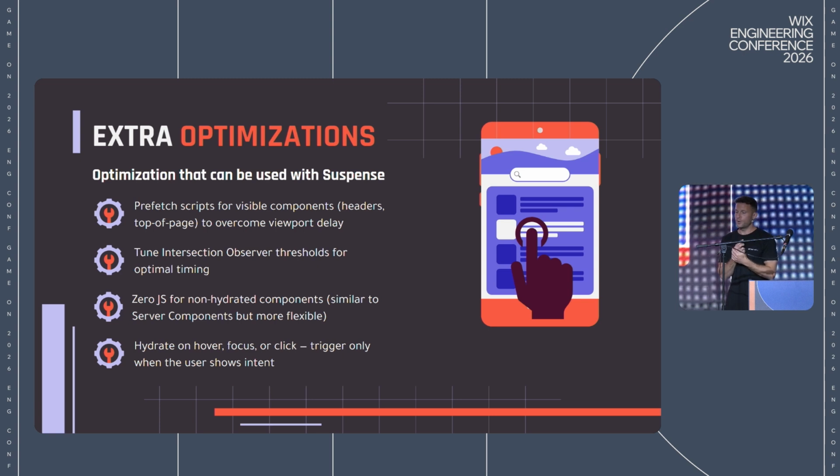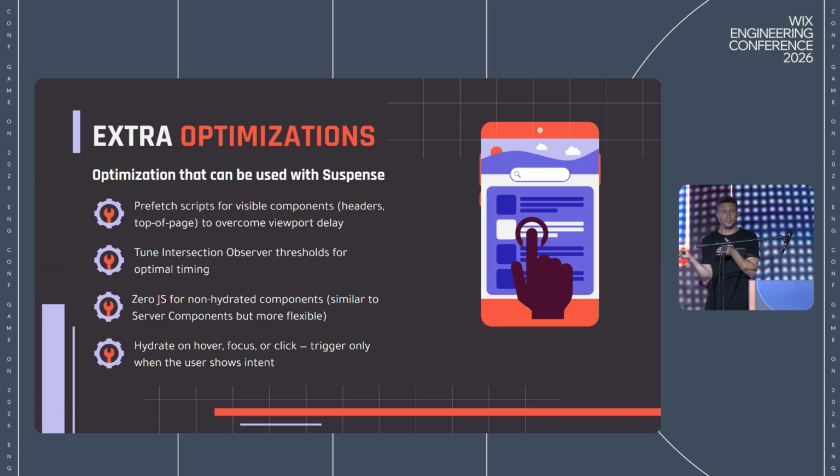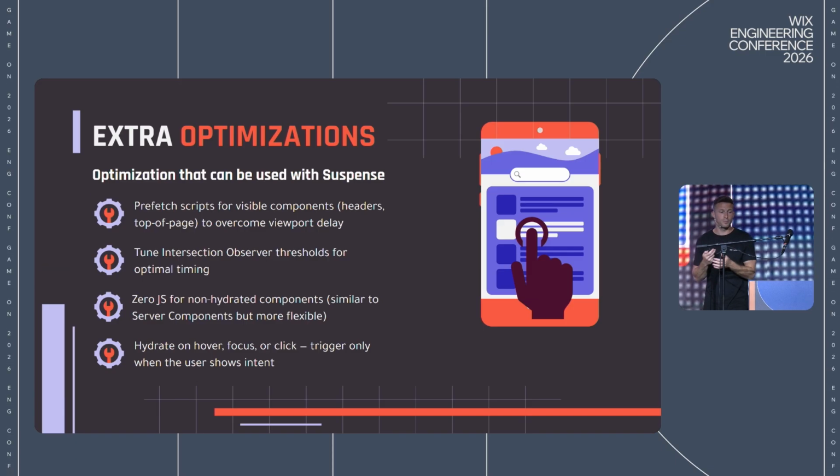And finally, we're exploring hydration triggered by user interaction other than scroll, things like hover, focus, or clicks. So instead of hydrating components when they enter the viewport, hydration can start the moment the user actually shows real intent to interact. This can improve performance even more.